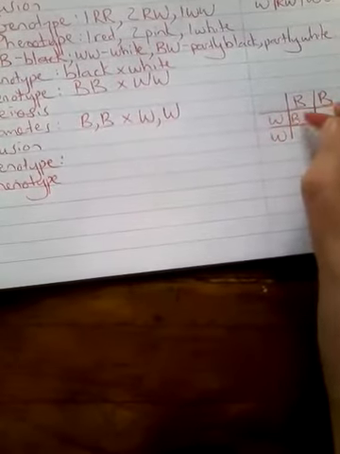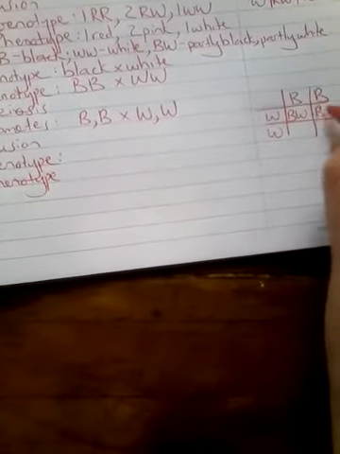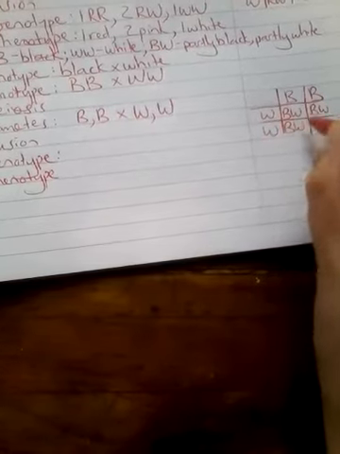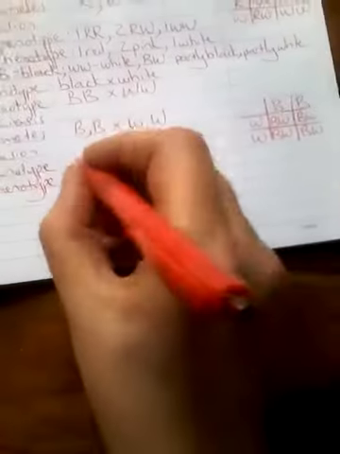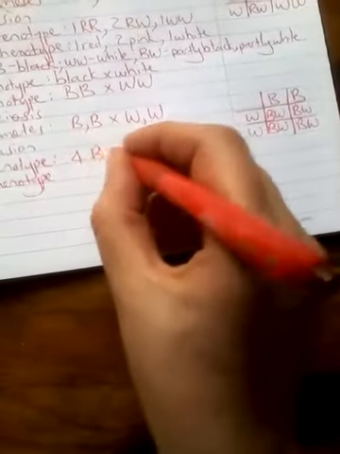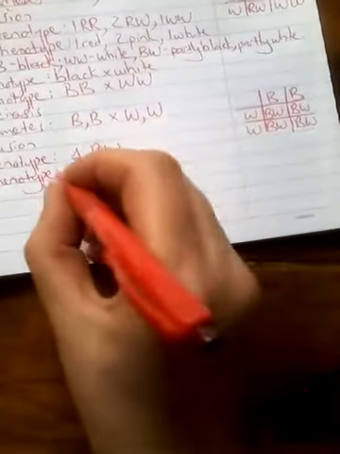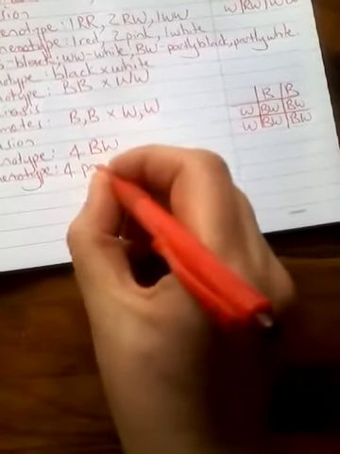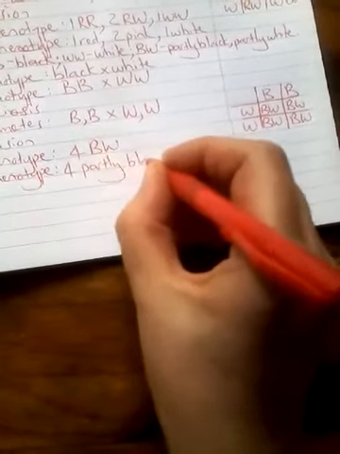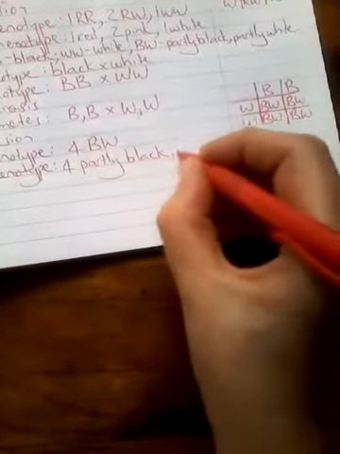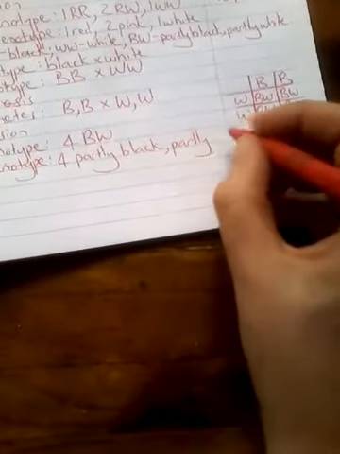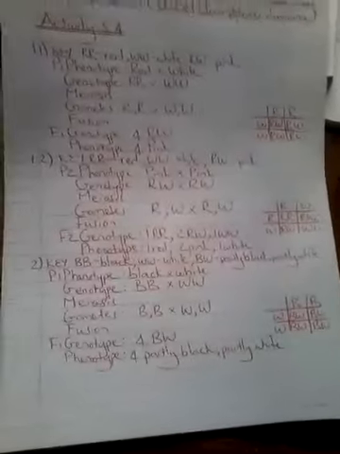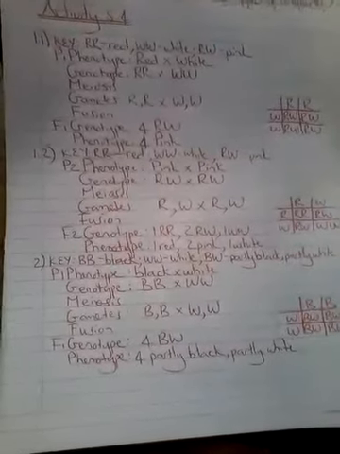The B comes first. And you can see that all the offspring are partly black, partly white. Okay, and that is activity 5.4 done.